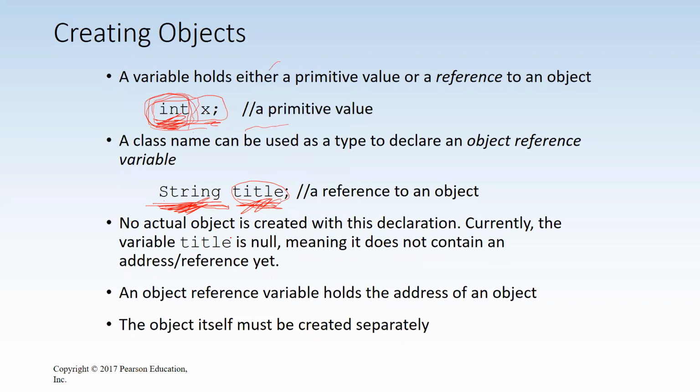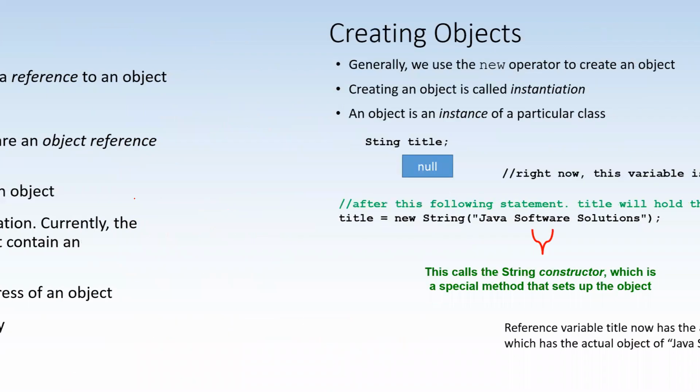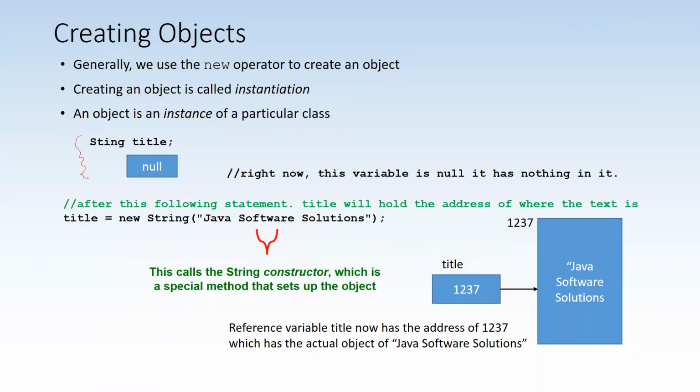So no actual object is created with this declaration. So title right now has no content. It's empty. We call that null. That's a keyword actually. So title is null, meaning it does not have an address to where the content is because it does not have any content yet. An object reference variable holds the address of an object. The object itself must be created separately. And this is declaring the reference variable, and title right now is null.